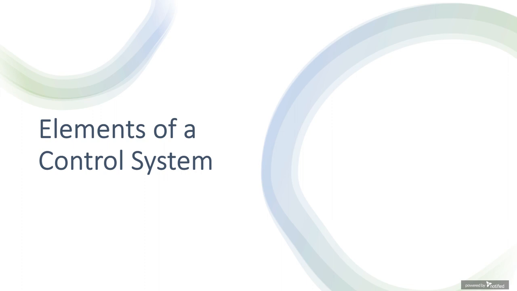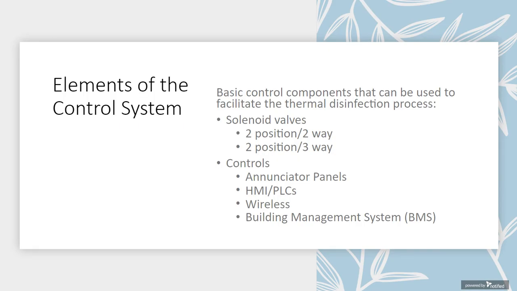So what are the elements of a control system? Again, I'm going to present 2 approaches to more automating the thermal disinfection process. I want to discuss first the type of componentry that we'll use in implementing that. There are 2 sets of basic elements for these approaches that I'll be outlining. The first one is the use of solenoid valves, and the second is controls.